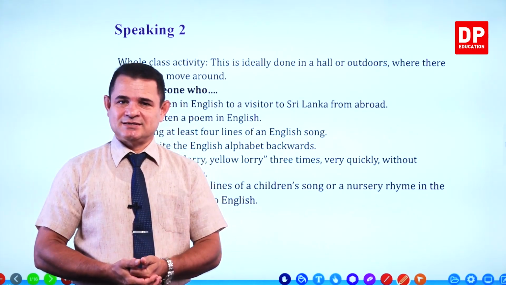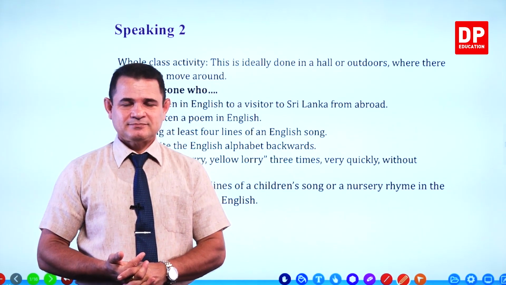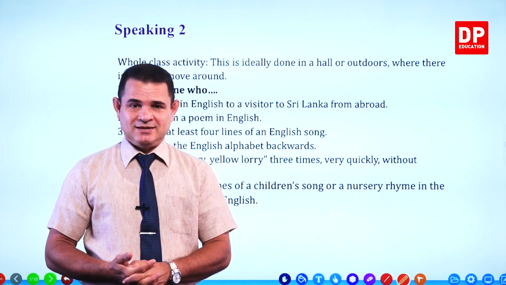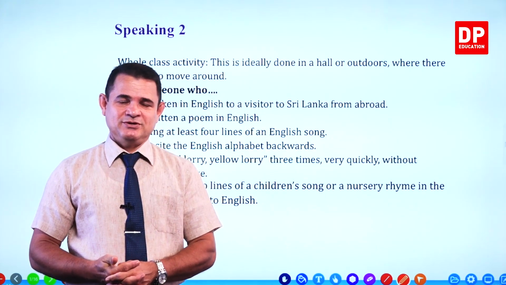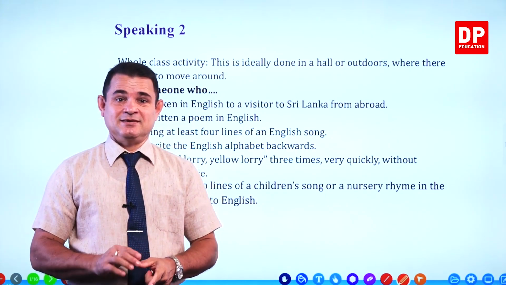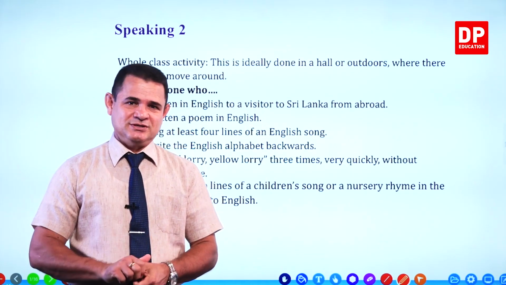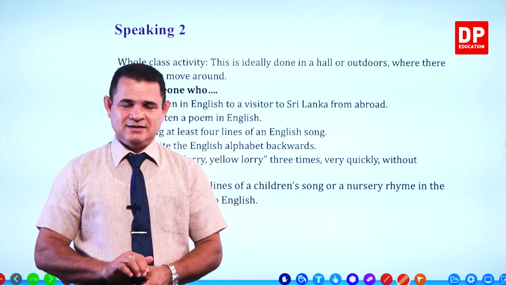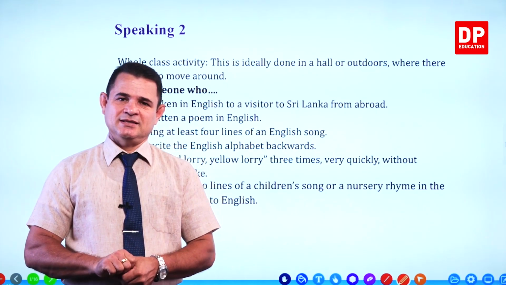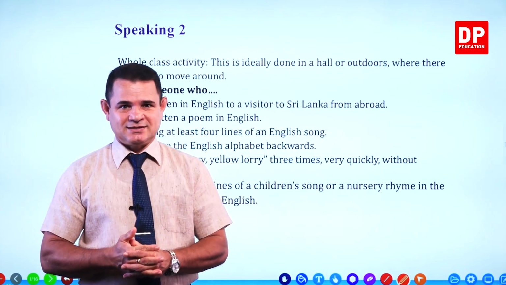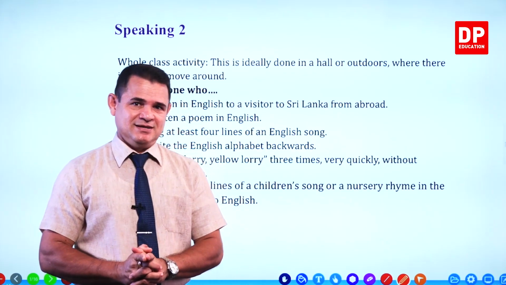We discussed those points a lot, and we wrote an essay. I hope that you did that activity. Now you have a good idea about those facts: the advantages of learning English, the difficulties, and the solutions for those difficulties. Now with that idea we'll move on to the next activity.